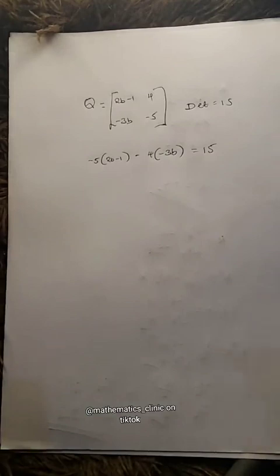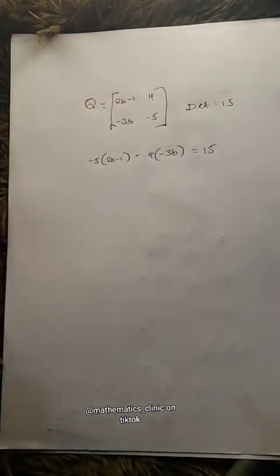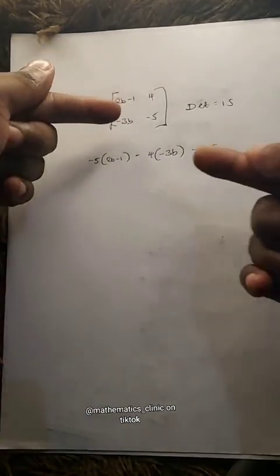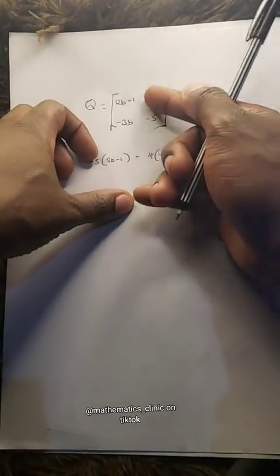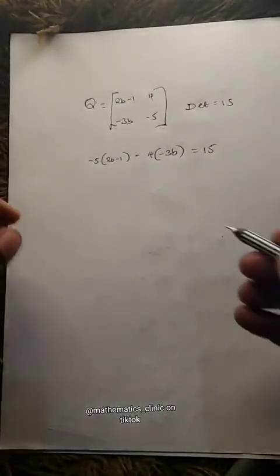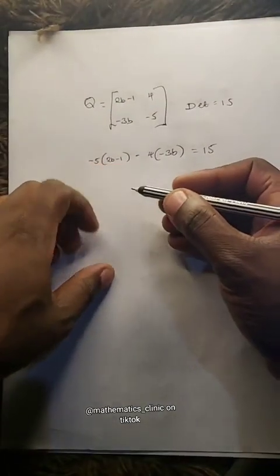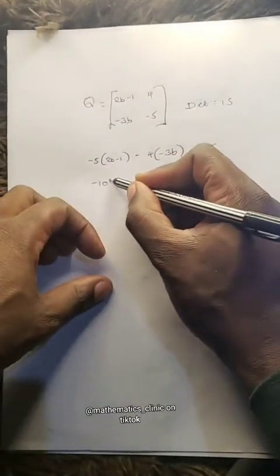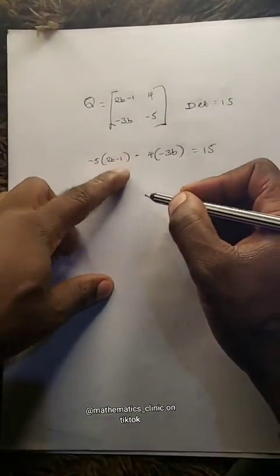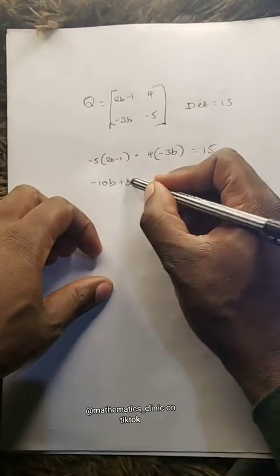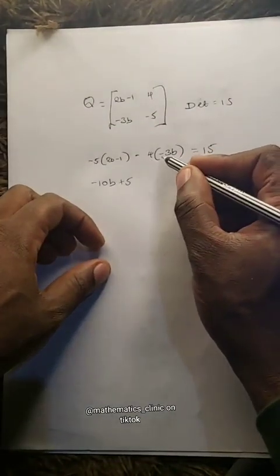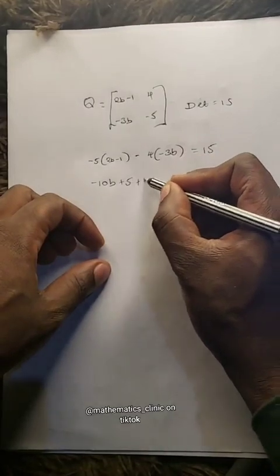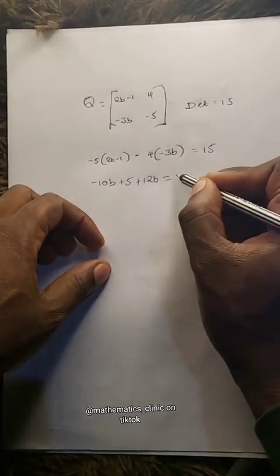The question is asking us to find the value of b. We want to know what b is. So for us to find b, we multiply the major diagonal, negative 5 with everything, minus that 4 with that multiplication. Negative 5 times 2b, we get negative 10b. Then negative 5 times negative 1, we get positive 5. Then negative 4 times negative 3b, we get positive 12b, is equal to 15.